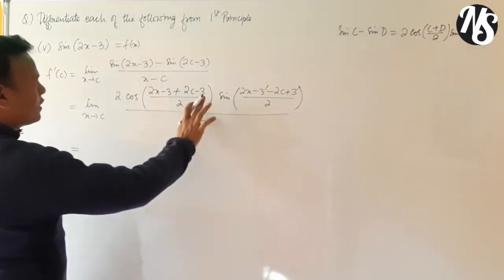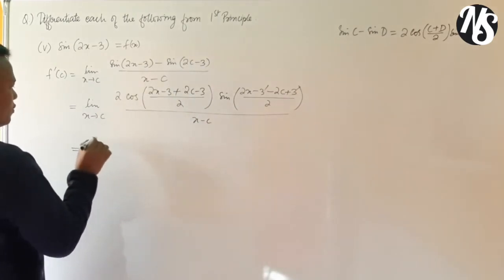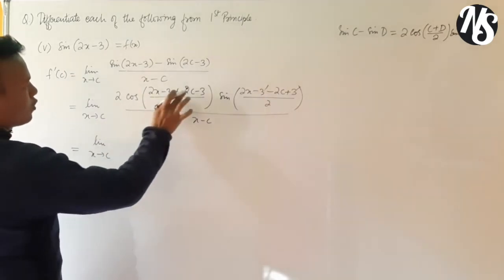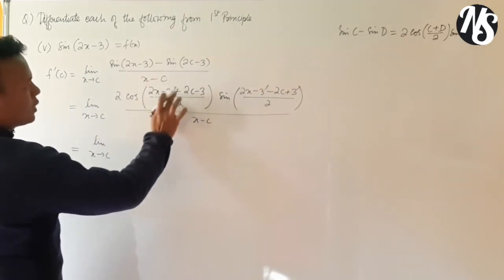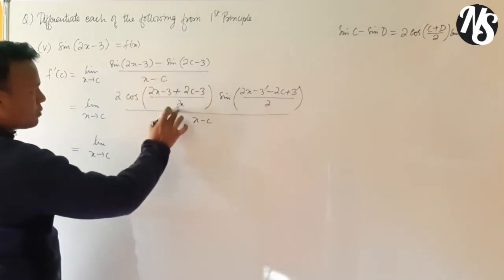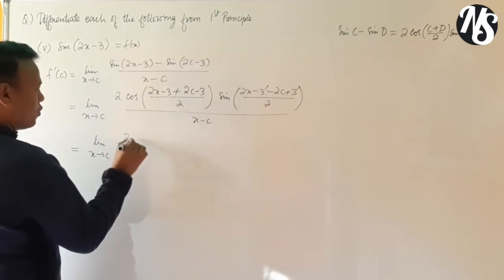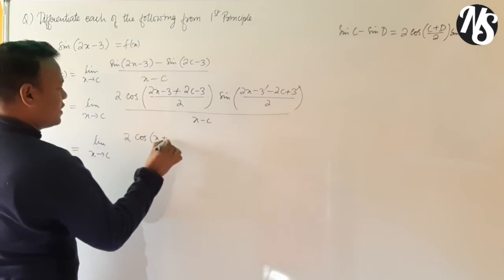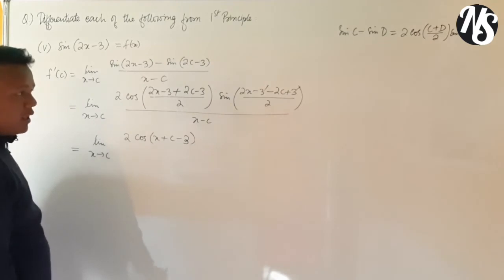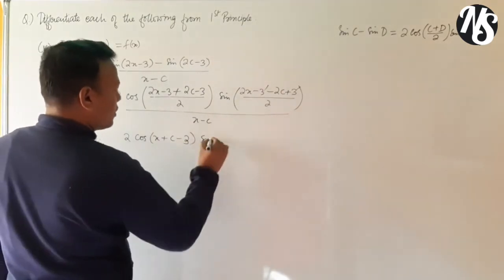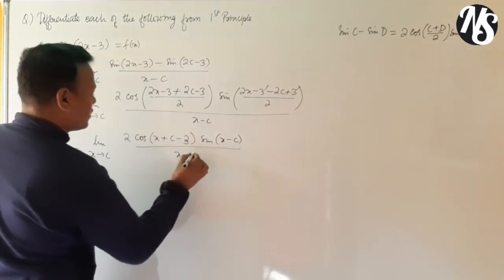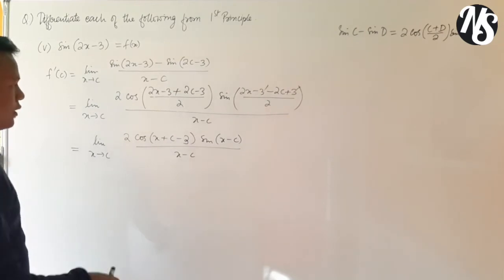Here we don't have anything getting cancelled. So this will be equal to limit x tends to c. Now this becomes 2x plus 2c minus 6, and if you divide that expression by 2, then you will get 2 cos(x plus c minus 3), and here it becomes sine, so this becomes (x minus c). Divided by x minus c.